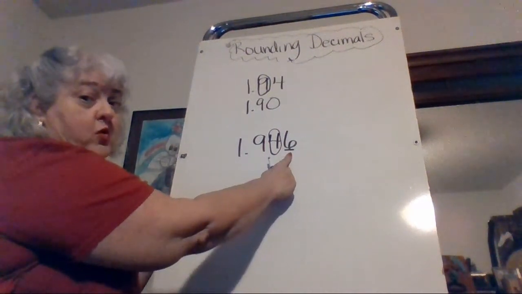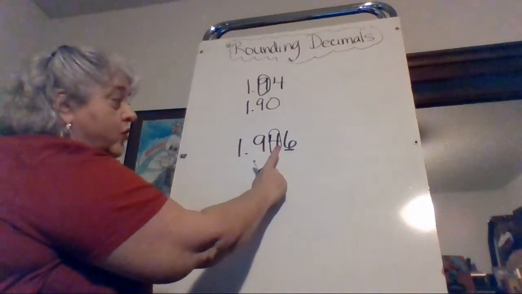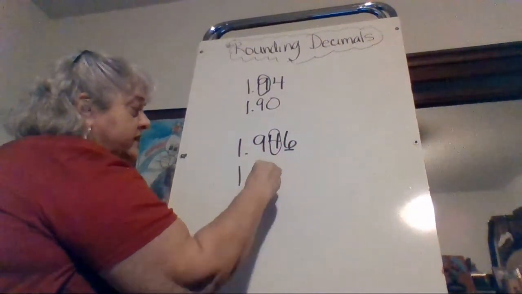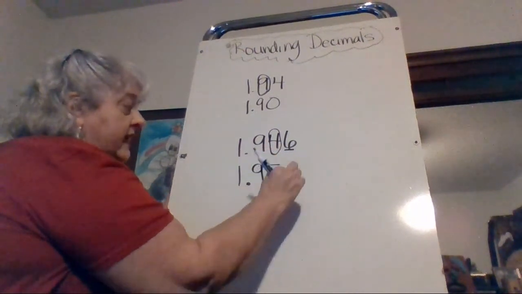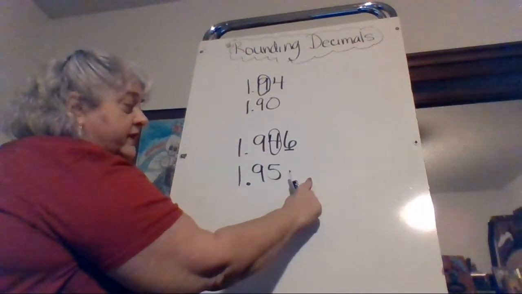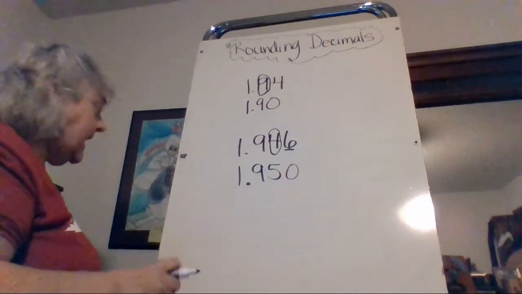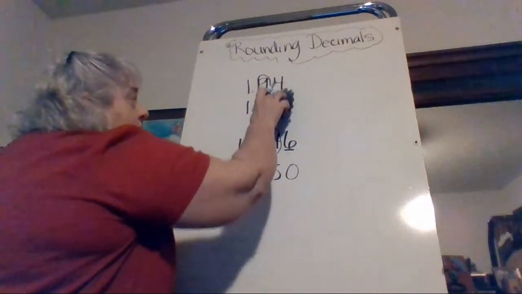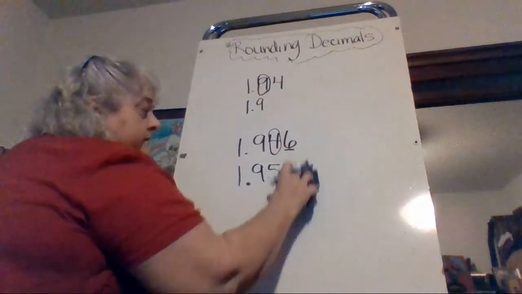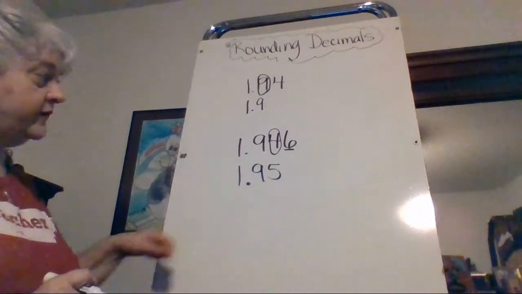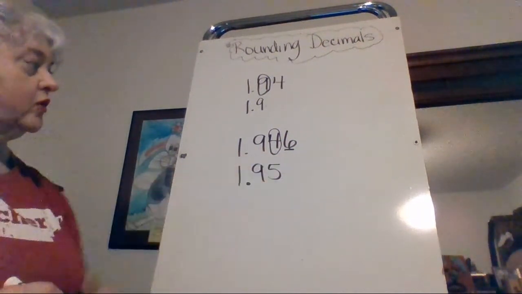That's 5 or more, so I'm going to raise the score, which means this 4 is going to turn into a 5. And you can leave off everything after, or you can put in a 0. I prefer for you just to drop it off, like so, okay? So everything after what you've circled will go away.